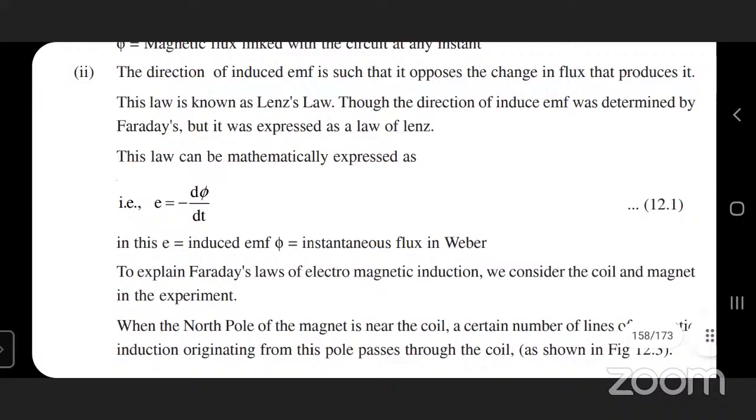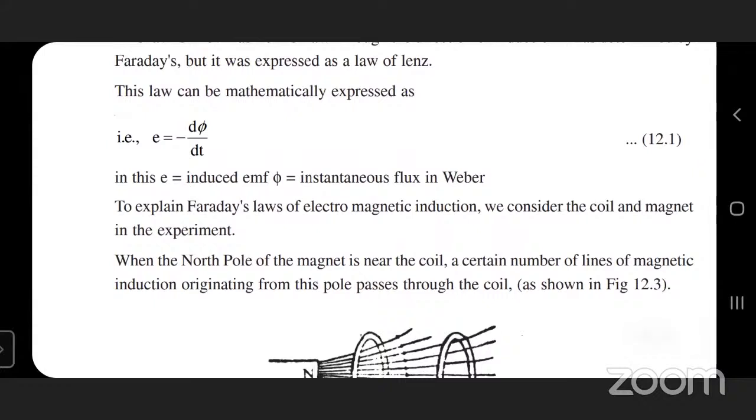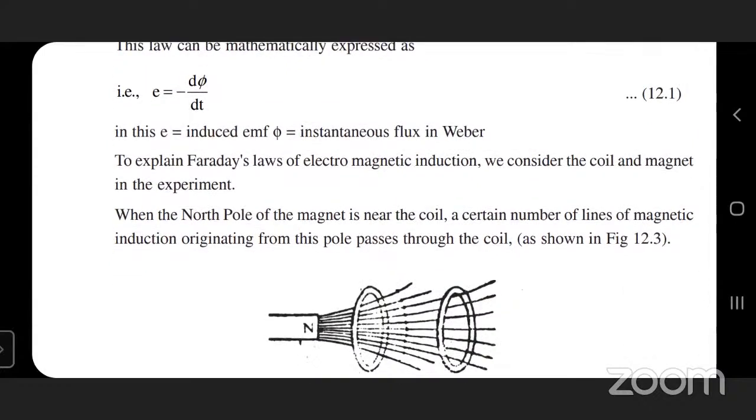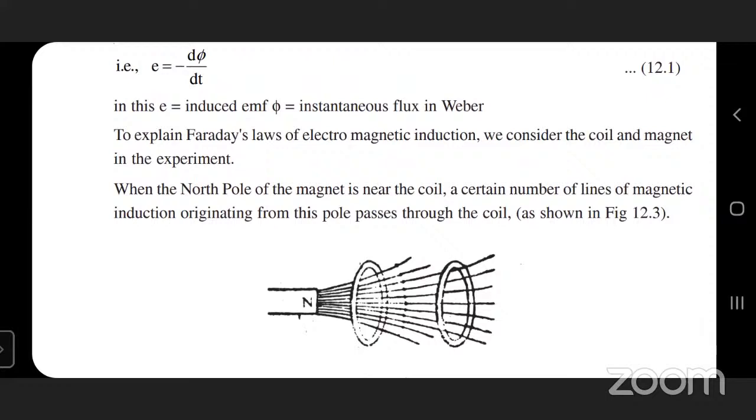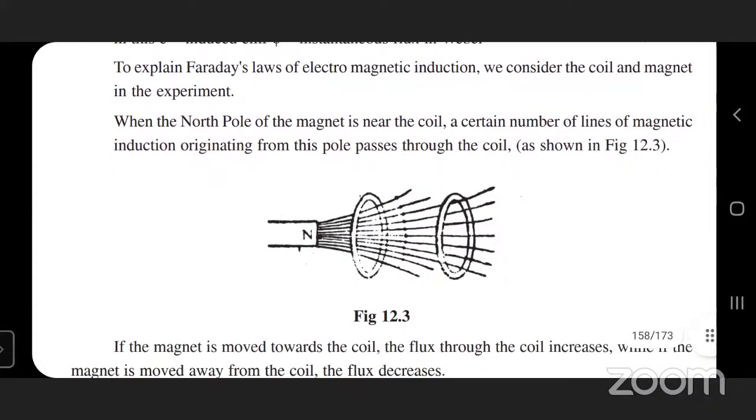So how is the law expressed mathematically? E equals minus d phi by dt, where E is the induced EMF and phi is the flux. To explain Faraday's law of electromagnetic induction, let us consider the coil and magnet experiment. A bar magnet, with its north pole, is moving towards a coil. The more lines of flux passing through the coil, the more flux is generated, which means the induced EMF increases.